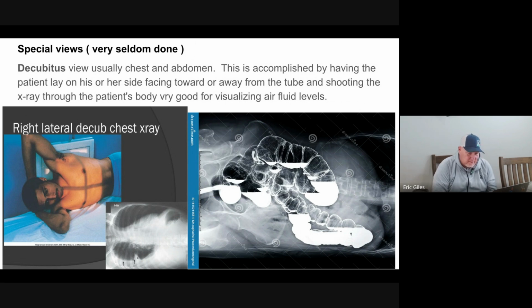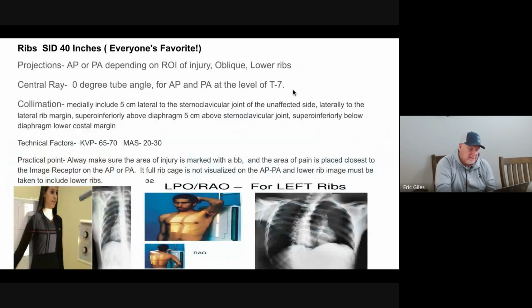This picture on the right is actually a really neat picture, and this is a decubitus picture. This is a post-barium swallow, it looks like. But you can see the level of the barium, how it's kind of laying on its side. And that's the reason they do decubitus x-rays. If the person cannot stand, we'll lay them up on their side and take the picture so we can see air fluid levels. Okay, just remember what a decubitus is. It's the patient laying on their side and we're shooting.